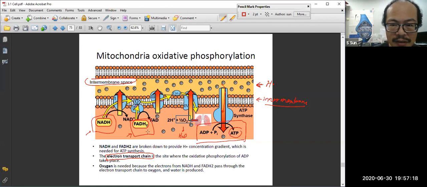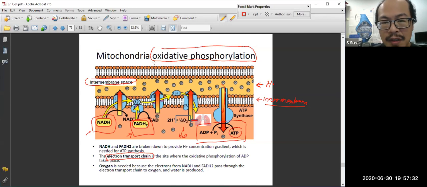Okay, so this process is called oxidative phosphorylation. The reason it's called oxidative is because we need oxygen. And in this process, the contributors are NADH and FADH2. So the question is which two molecules provide their hydrogen in the process of oxidative phosphorylation? The answer will be NADH and FADH2.